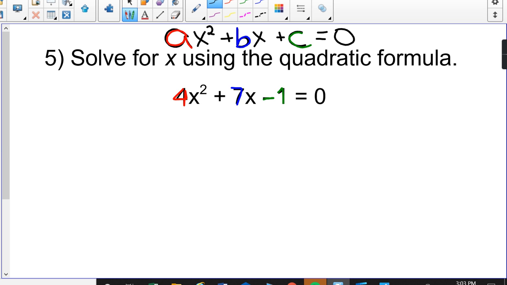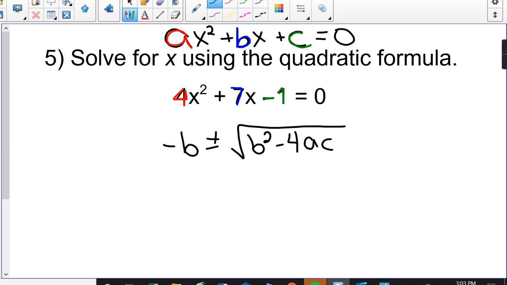So now what I'm going to do is write out the formula. And I told you, you do not have to memorize the formula. You just need to be able to use it. Okay? So the formula is -b plus or minus root of b squared minus 4ac, all divided by 2a. And that gives a solution. So that's the value of x is equal to this whole formula.